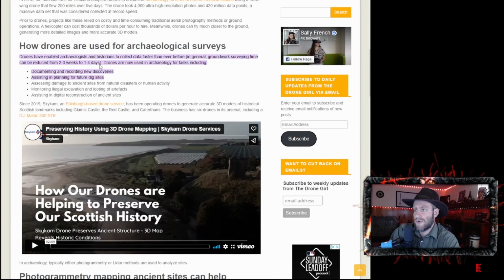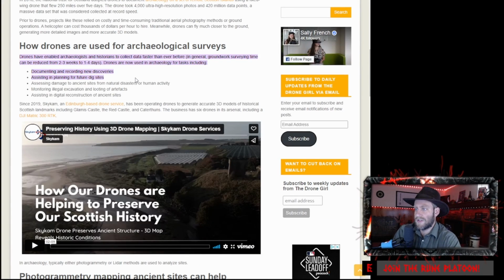They talk about how drones have enabled archaeologists and historians to collect data faster than ever before. In general, groundwork surveying can be reduced from 2 to 3 weeks to 1 to 4 days. This is something that we were just talking about, how pedestrian surveying of a large field can take way more time than it would if we were using drones. That's, I think, fairly obvious. That's the key element of it, but seeing the numbers of 2 to 3 weeks worth of work reduced to less than 1 week is a huge difference.